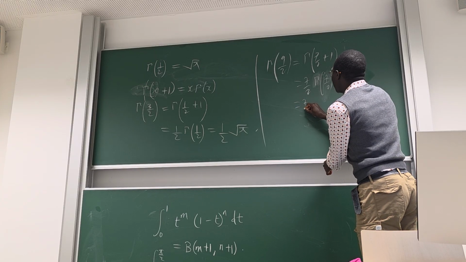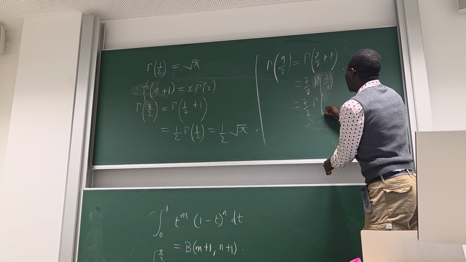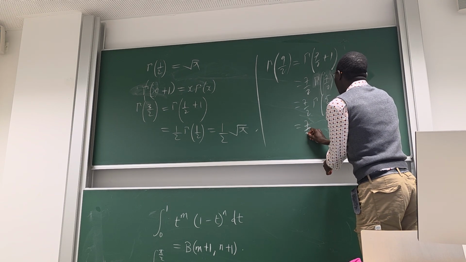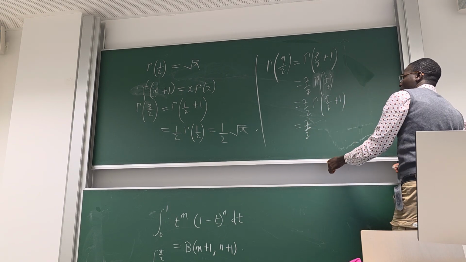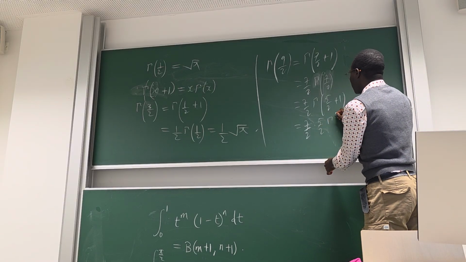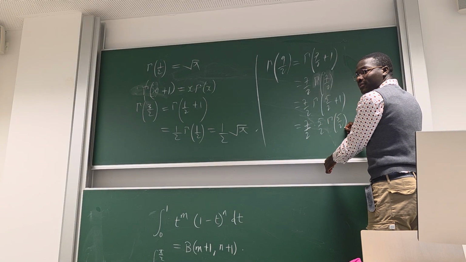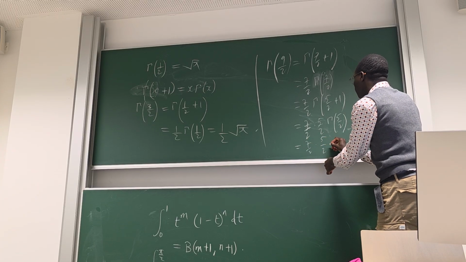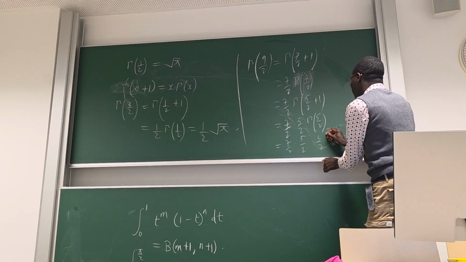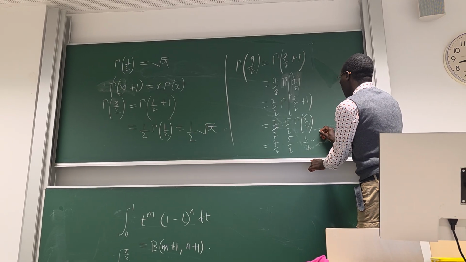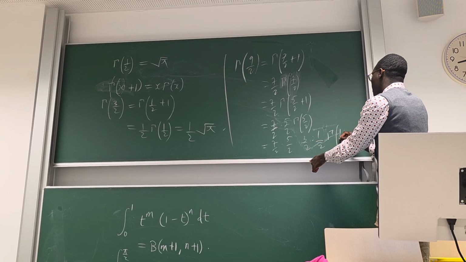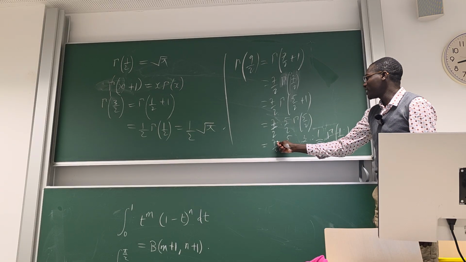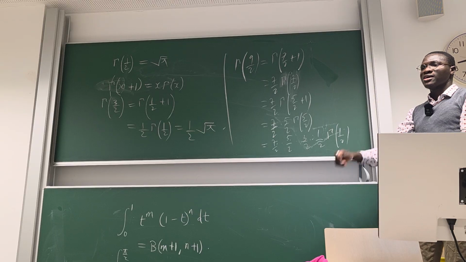So this is 7 over 2, gamma 5 over 2 plus 1 equals 7 over 2 times 5 over 2, gamma 5 over 2, right? You could just continue. 7 over 2, 5 over 2, 3 over 2. The next one would be gamma 3 over 2, 1 over 2, gamma half. It's like this. So you just multiply 7, 5, 3, gamma half.